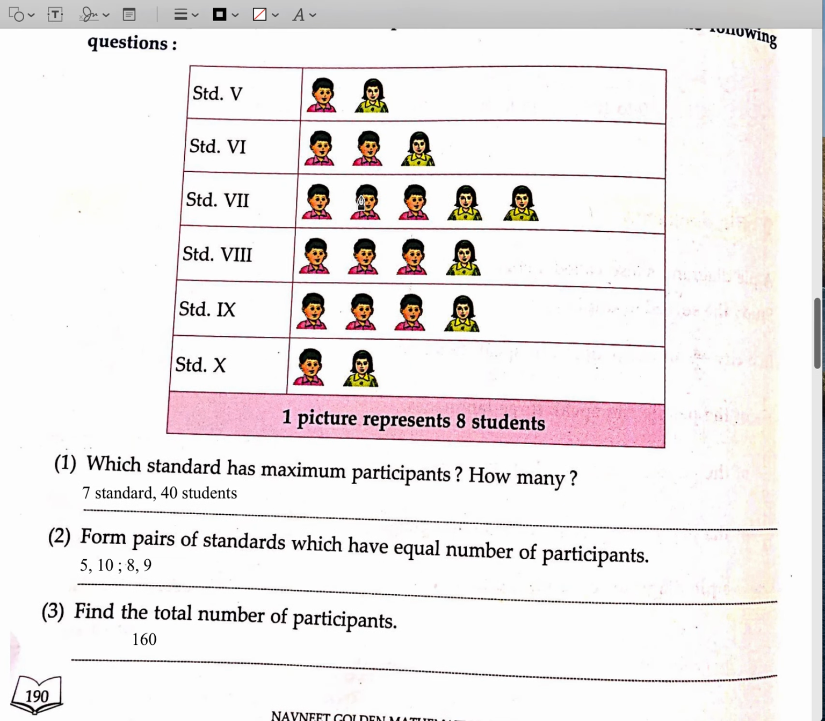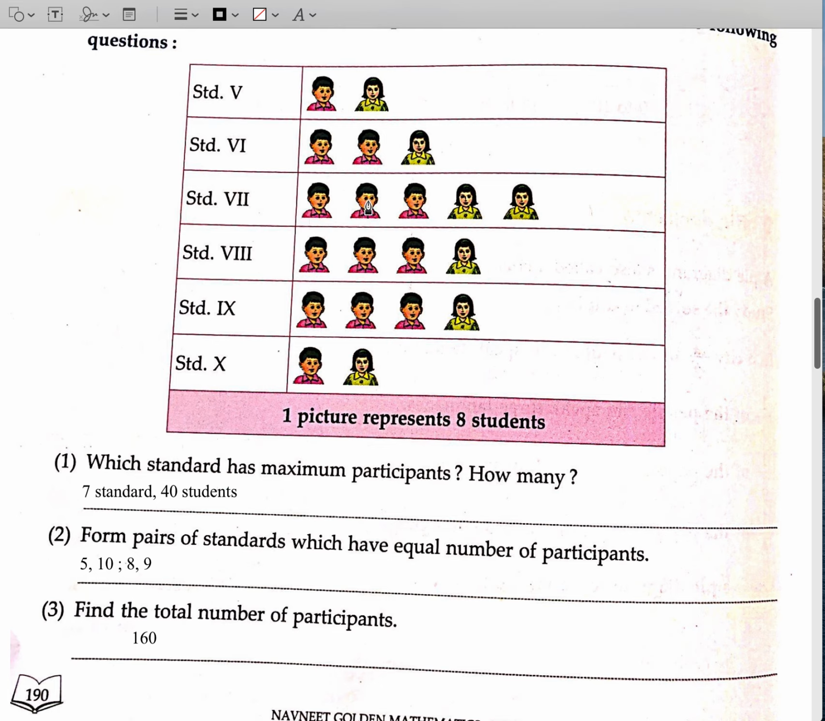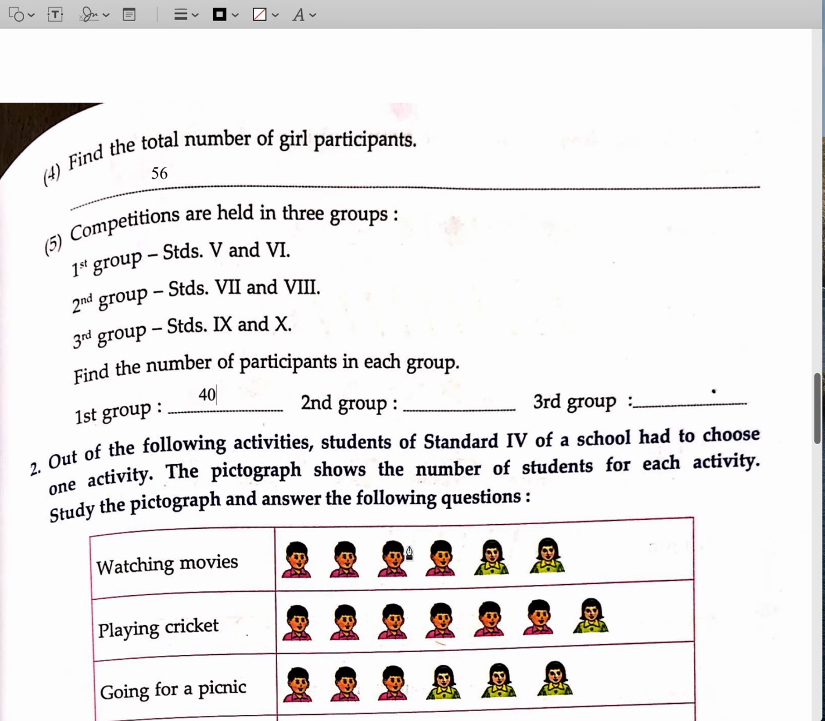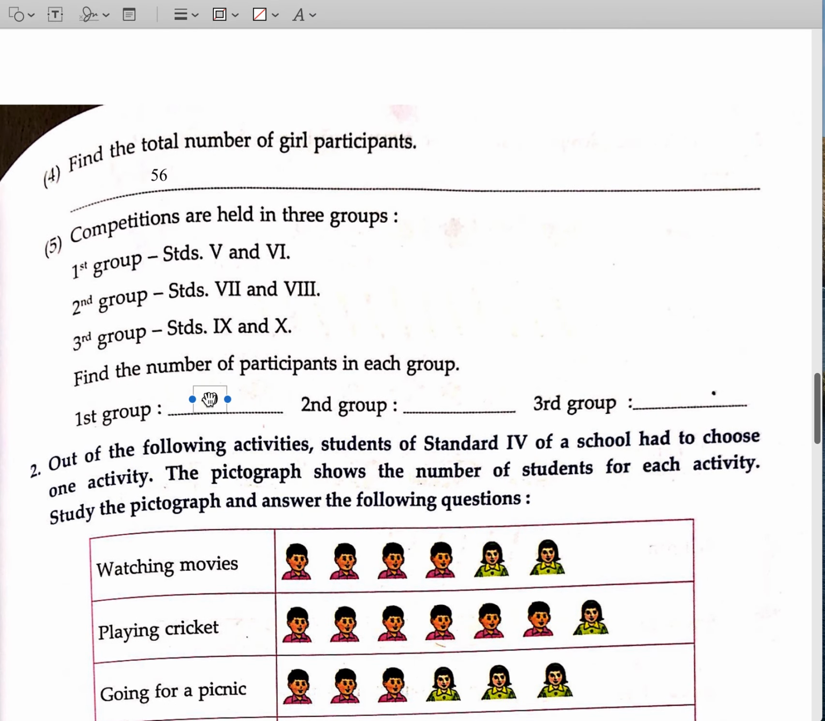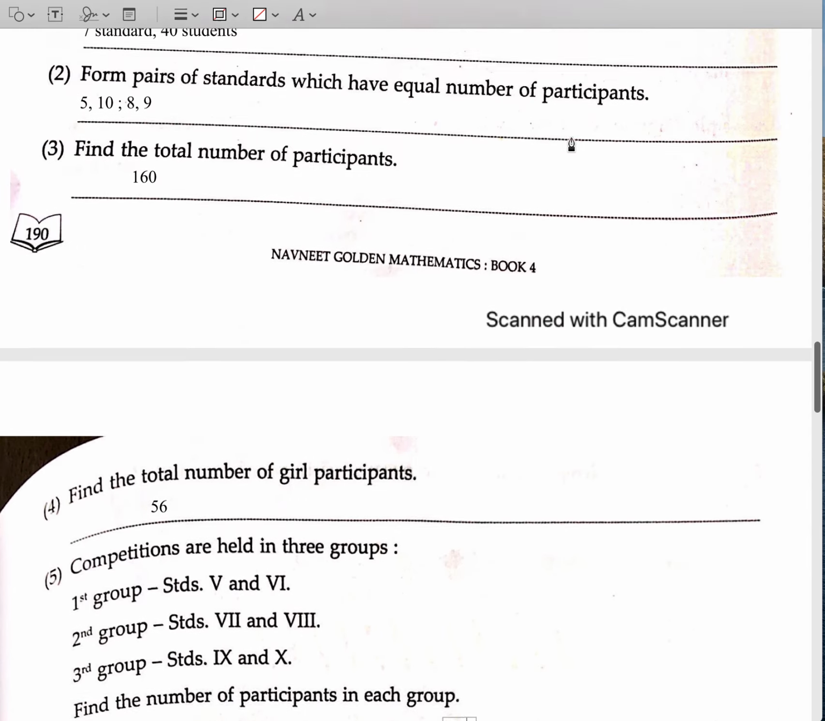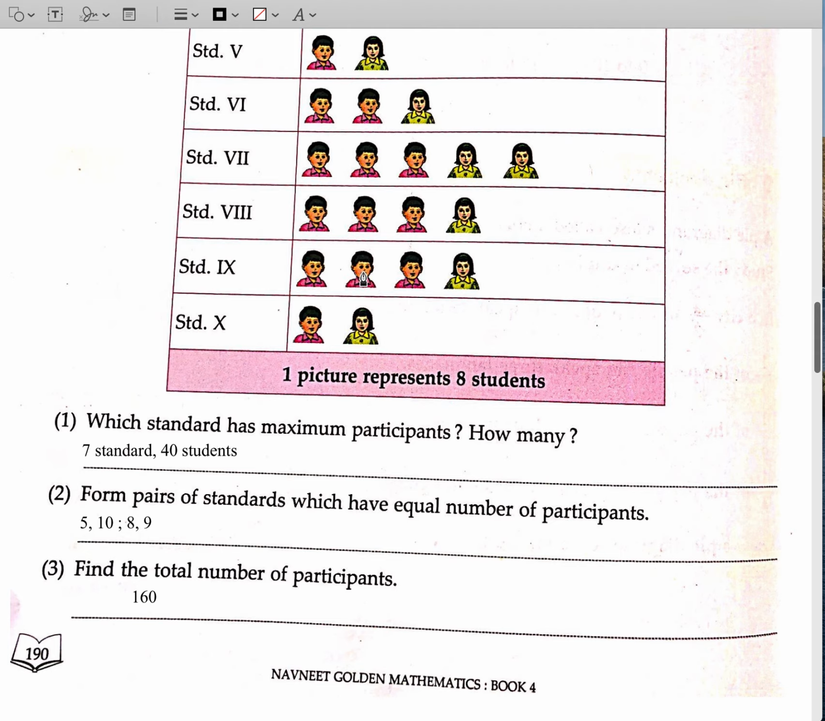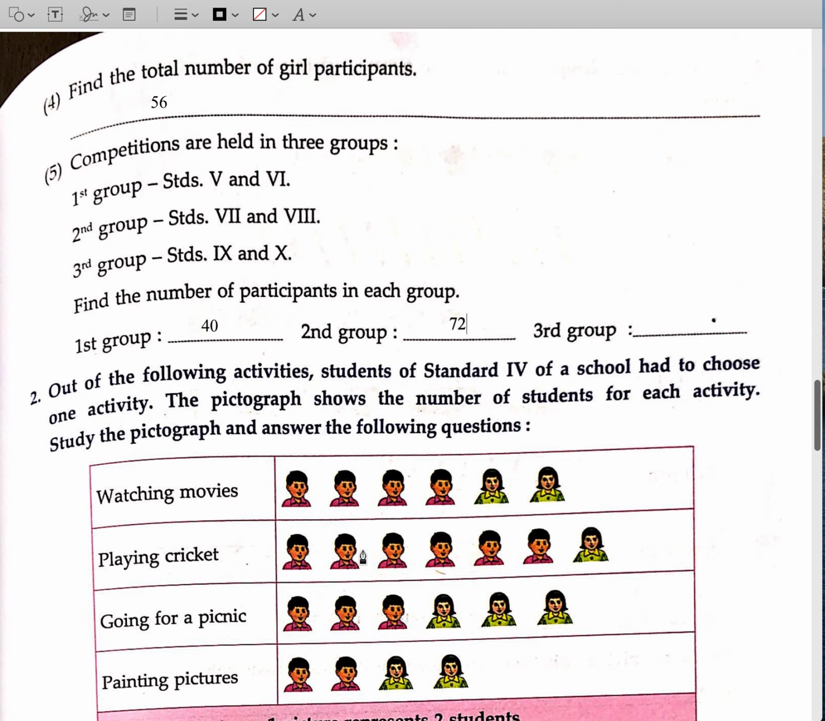Second group, 6 and 7. Now as we know, here are 40 students, and 40 plus 1, 2, 3, 4 into 8 is 32. So 40 plus 32 is equal to 72. So in the second group there are 72 students. In the third group we have 1, 2, 3, 4, 5, 6, and 6 into 8 is equal to 48.